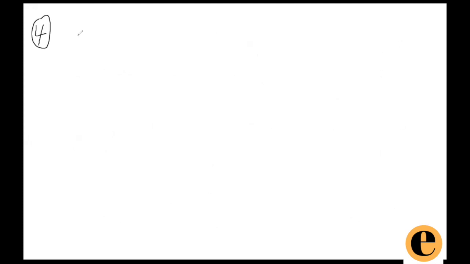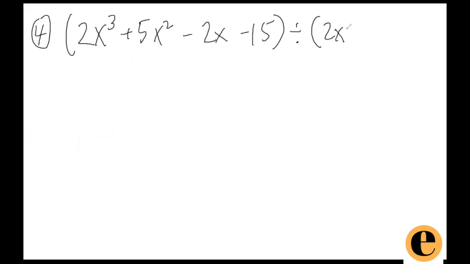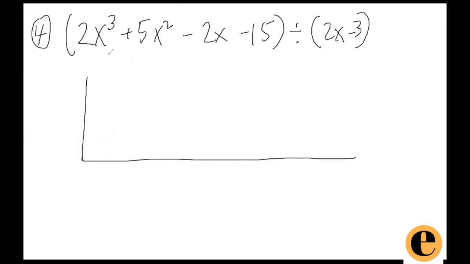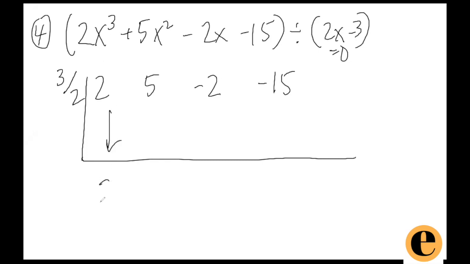Okay. Number 4. We have 2x cubed plus 5x squared minus 2x minus 15 divided by 2x minus 3. So here, ano ang ating coefficients? We have 2, 5, negative 2, and may kulang ba? Wala naman. Negative 15. So our x here would be 3 halves. Okay? Kasi equate mo lang to 0. 3 halves. Right? Okay, so carry down, bring down lang to 2. 2 times 3 halves, that's equal to 3.